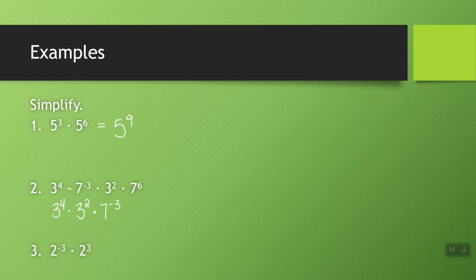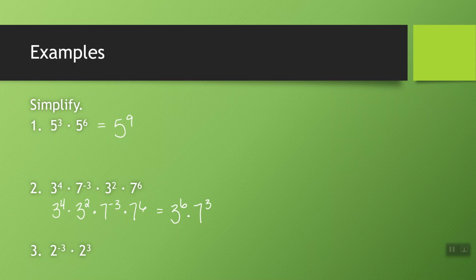So I'm going to go ahead and put the 3's together and the 7's together so that it's a little bit easier to see. So we have 3 to the 4th times 3 squared. That's going to be 3 to the 6th. 4 plus 2 is 6. Then we have 7 to the negative 3rd times 7 to the 6th. When we add negative 3 plus 6, that's 7 to the 3rd power. So 3 to the 6th times 7 to the 3rd.